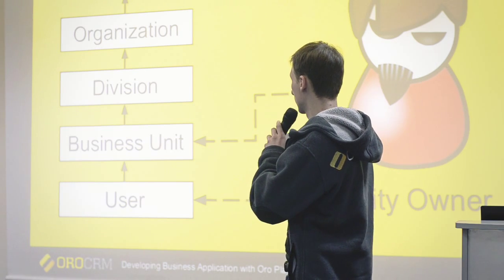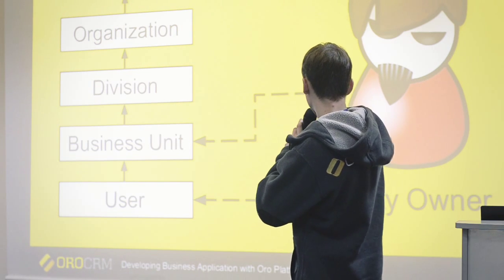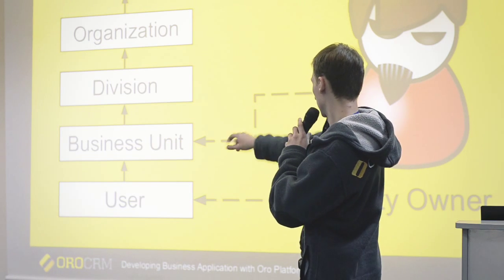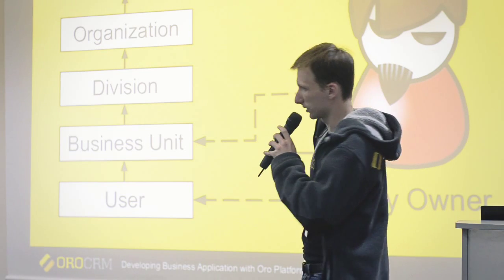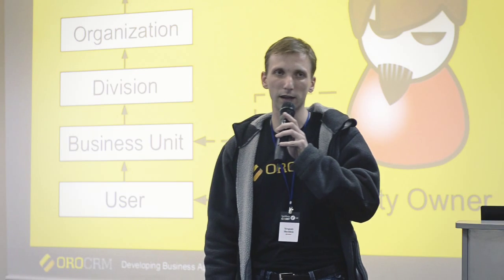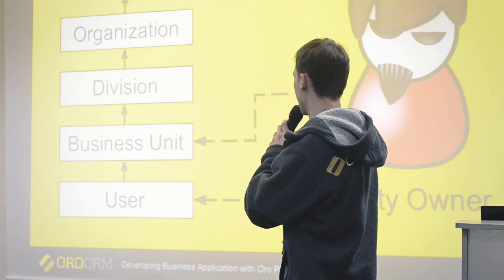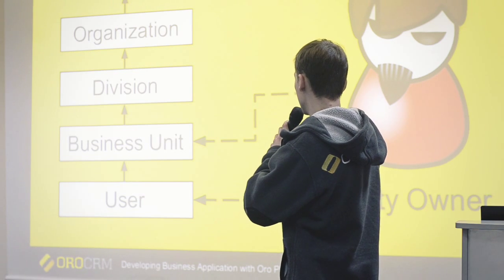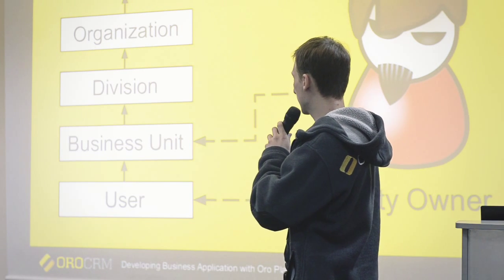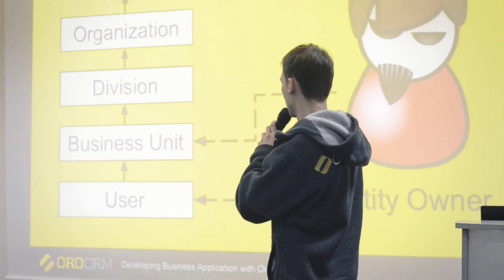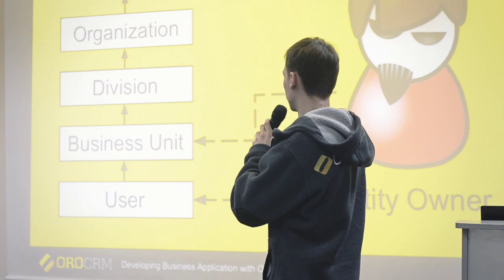So how does it work? When we specify permission for some user, user is the lowest level, and each entity might have an owner. Owner defines who owns this entity and who has the right to manipulate it. And the entity owner might be specified either as a user or a business unit. So when we specify a permission, we specify the level it is used for. And depending on the level and owner, the security will decide whether access should be granted or restricted.